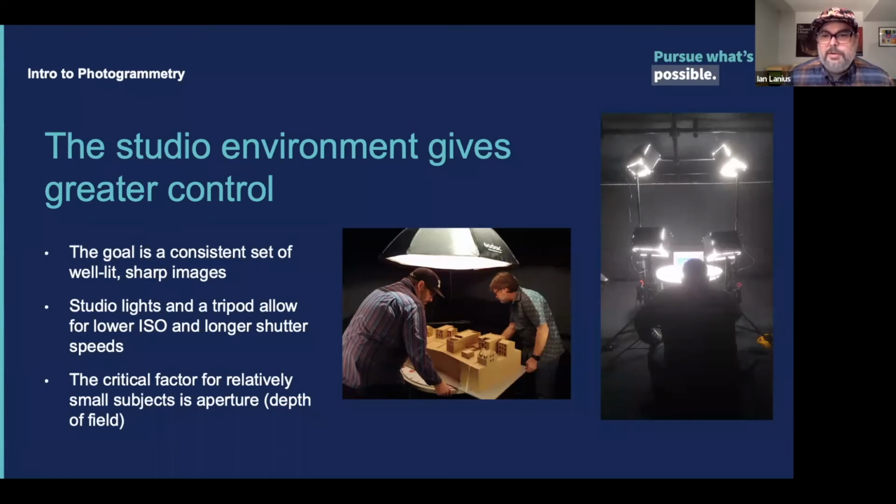which leaves aperture as the thing that we want to control. Because these are relatively small objects, we want to make sure everything is in focus. Because if there are areas out of focus, like those wedding portraits, the software can't grab onto that. It needs detail, it needs edges and sharpness. So the main consideration in shooting these models is using an aperture that's small enough to get everything in focus.